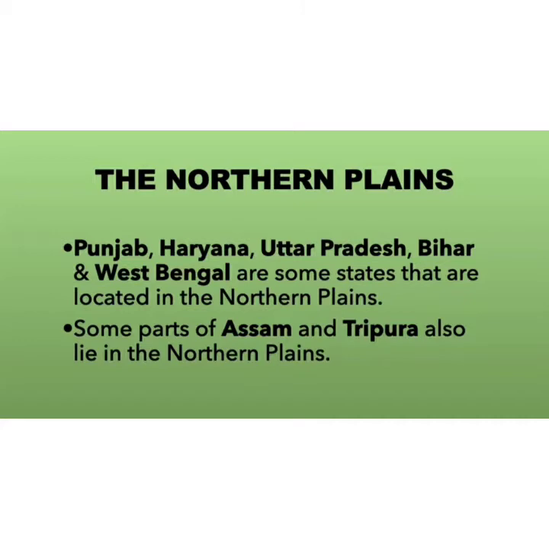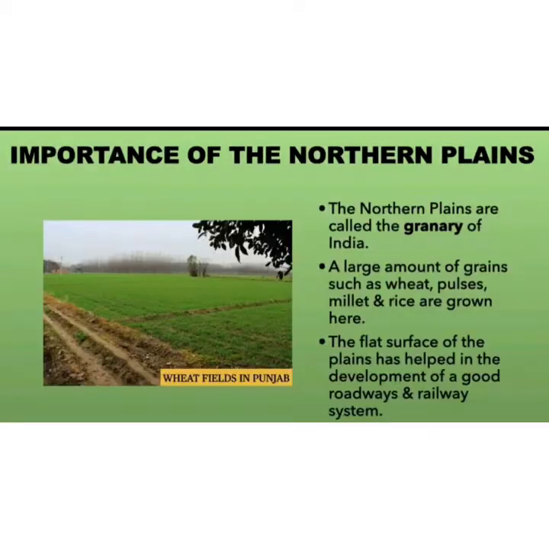Punjab, Haryana, Uttar Pradesh, Bihar, and West Bengal are some of the states that are located in the northern plains. Some parts of Assam and Tripura also lie in the northern plains. The northern plains are very important for our country. The northern plains are called the granary of India because a large amount of grain such as wheat, pulses, millet and rice are grown in the fertile alluvial soil here.